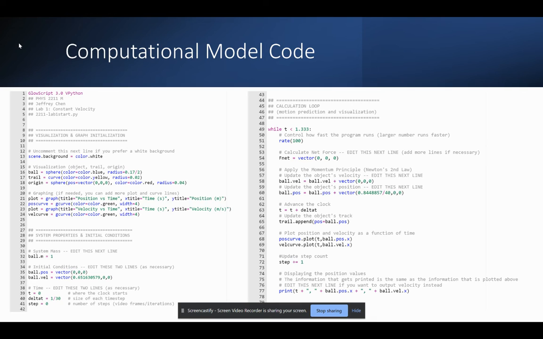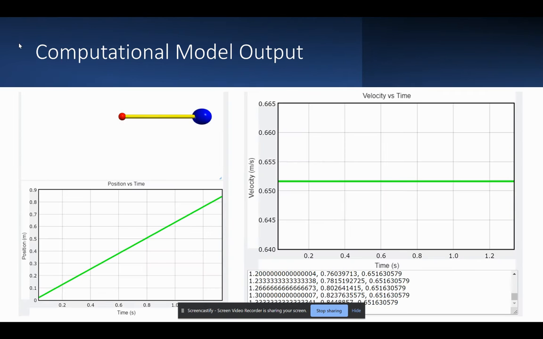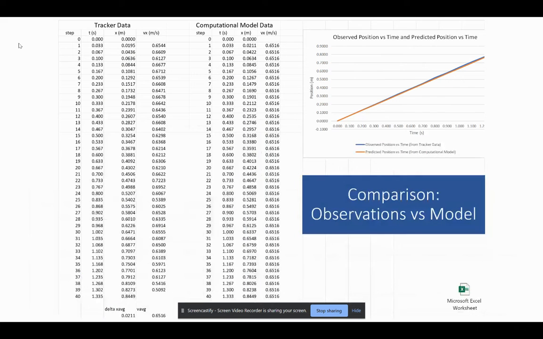For my computational model, I modified the GlowScript template to correlate with my observational data. I edited the object radius, the initial ball velocity vector, the delta t variable, the parameter for the while loop, and the ball position vector update within the while loop. I also changed the print statement to print data that I could paste into a spreadsheet. This is what the output of the program looks like. Note that the position versus time graph is positive, constant, and linear, while the velocity versus time graph has a slope of 0. Both of these indicate constant velocity.